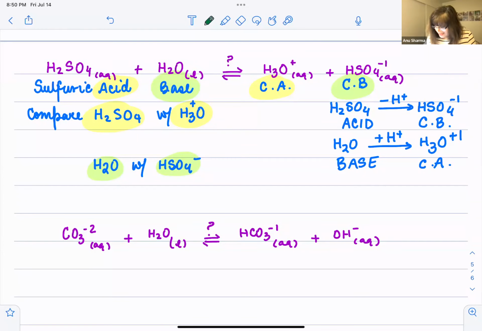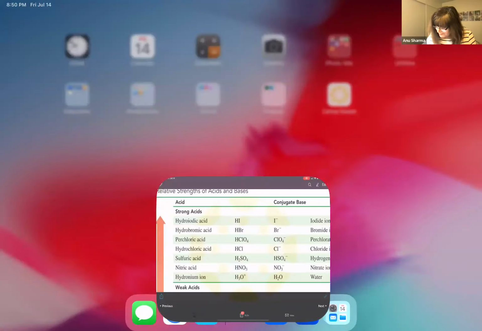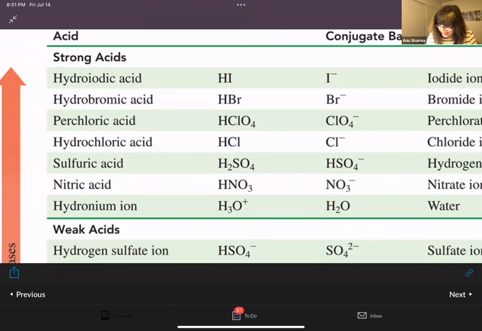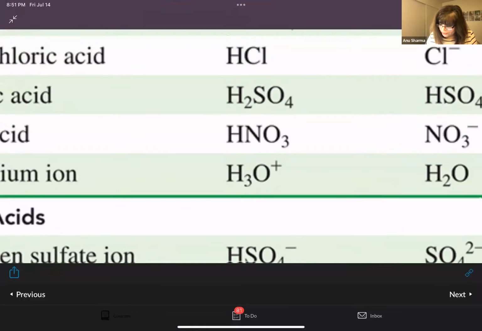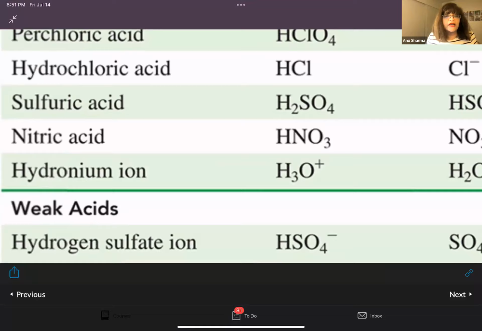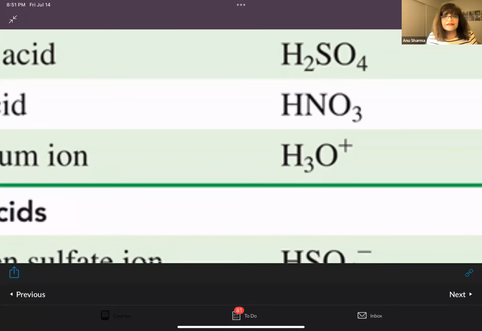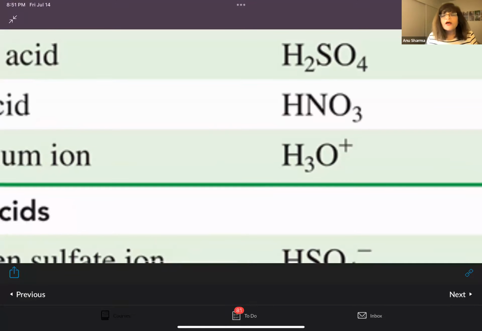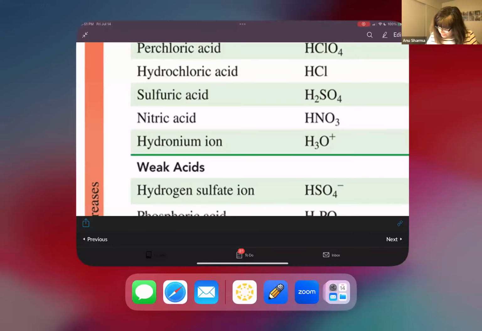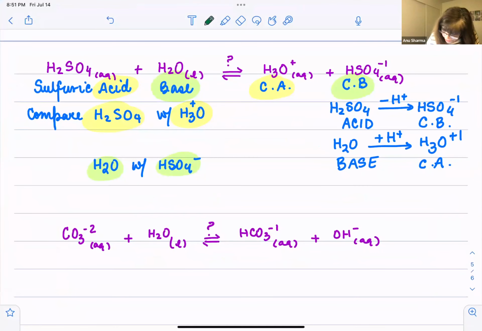I made a mistake. Sorry, that's why sometimes. Same side, acid to an acid. So we see that sulfuric acid, H2SO4, needs to be compared to the hydronium ion. So what do you see? Sulfuric acid is above the hydronium ion. This means that sulfuric acid is stronger than the hydronium ion. So sulfuric acid is stronger, and as compared, the hydronium ion is weaker.